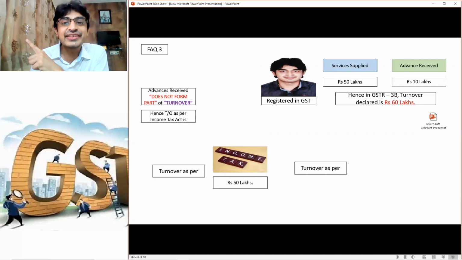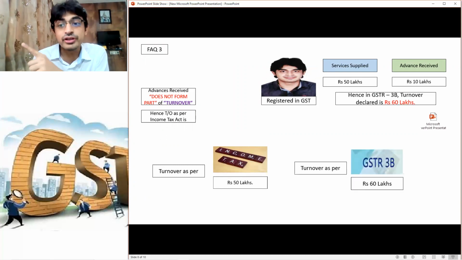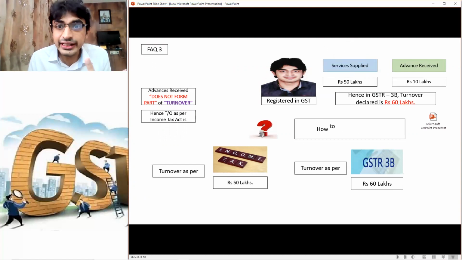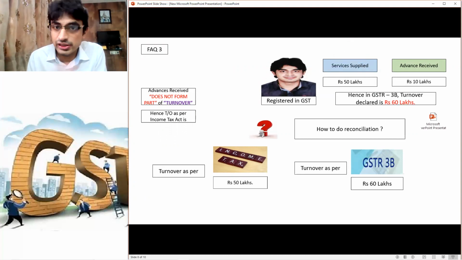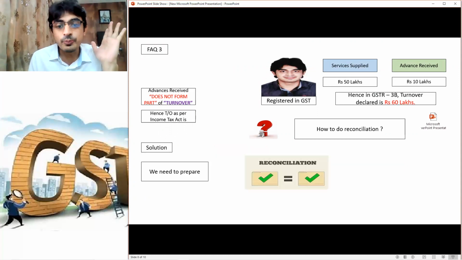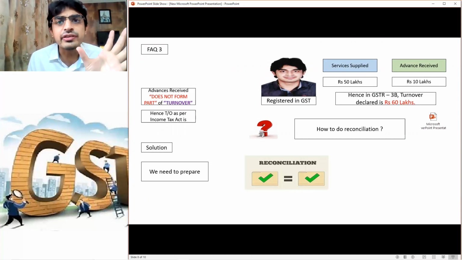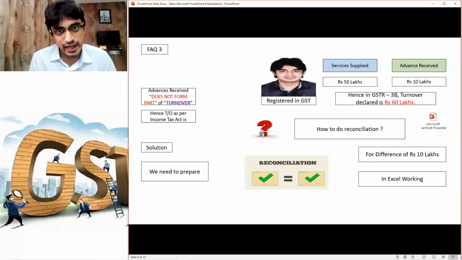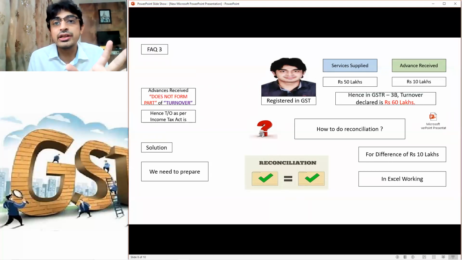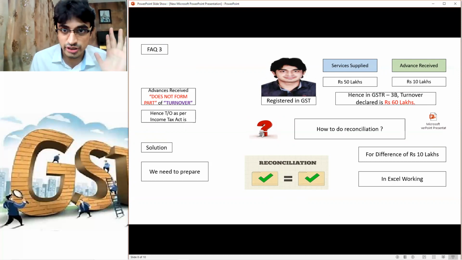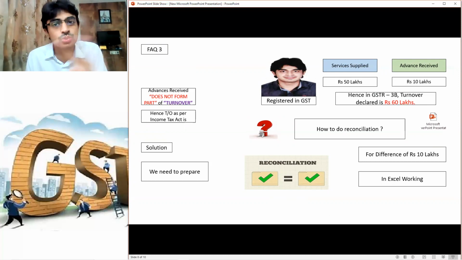My turnover as per income tax is 50 lakh rupees, but my GSTR 3B is showing how much turnover? 60 lakh rupees. So what will you do? How to do the reconciliation? Obviously, there is a reconciliation. Both are correct, but it requires a reconciliation. Yes, we need to prepare this genuine reconciliation. One Excel sheet you need to keep for this difference of 10 lakh. Keep it ready, because if there is any communication from the department, you need to submit this Excel sheet. This is how you need to do reconciliation.